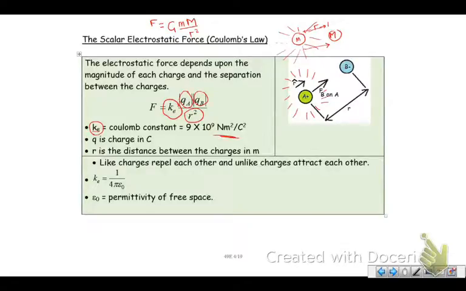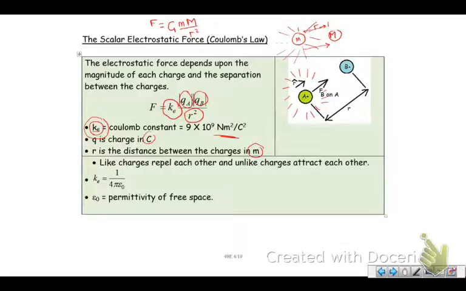And I generally don't care about you calculating a value using the true value of KE. I don't mind you leaving KE in your test answer. It's just a constant. Sometimes for homework I'll ask you to work out the true numerical value, because it's good every now and then to get a feel for the size of things. But for tests I don't care. Q is measured in coulombs, and r is measured in meters because it's the SI system.